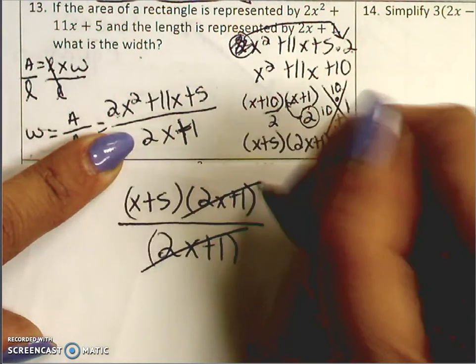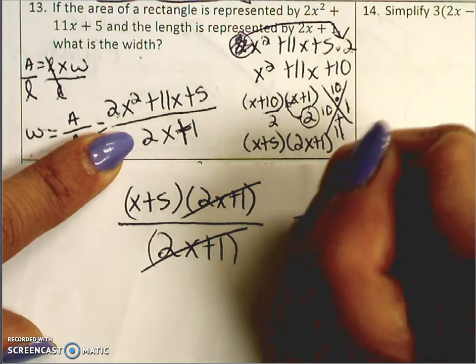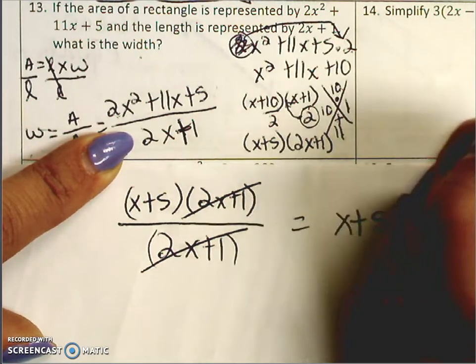So that means these will cancel out because that's what they have in common. So the only thing I have left is x plus 5. And that's my answer.